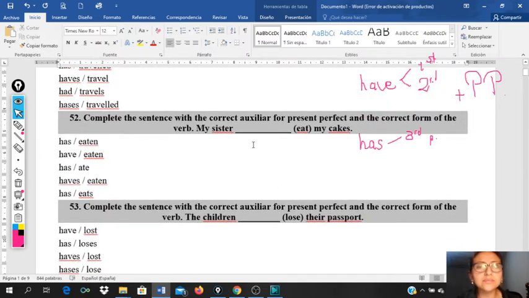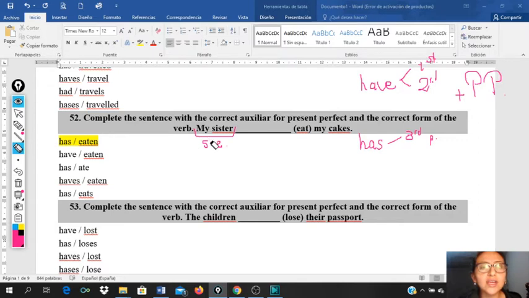The next. My sister eat my cakes. My sister. When I say my sister, cuando yo digo mi hermana, I am talking about she. Estoy hablando de ella. Muy bien. She has, very good. She has. But the verb, what is the past participle of the verb eat? Eaten, very good. She has eaten, or my sister has eaten my cakes. Mi hermana se ha comido mis pasteles.